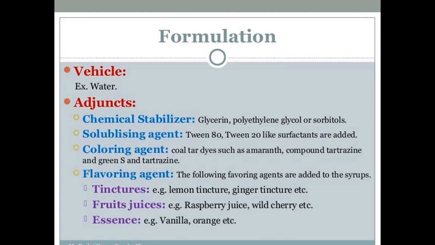Crystallization means small particles of sugar come together. It is a process by which a solid forms. Solid formation happens. That is crystallization of sugar.